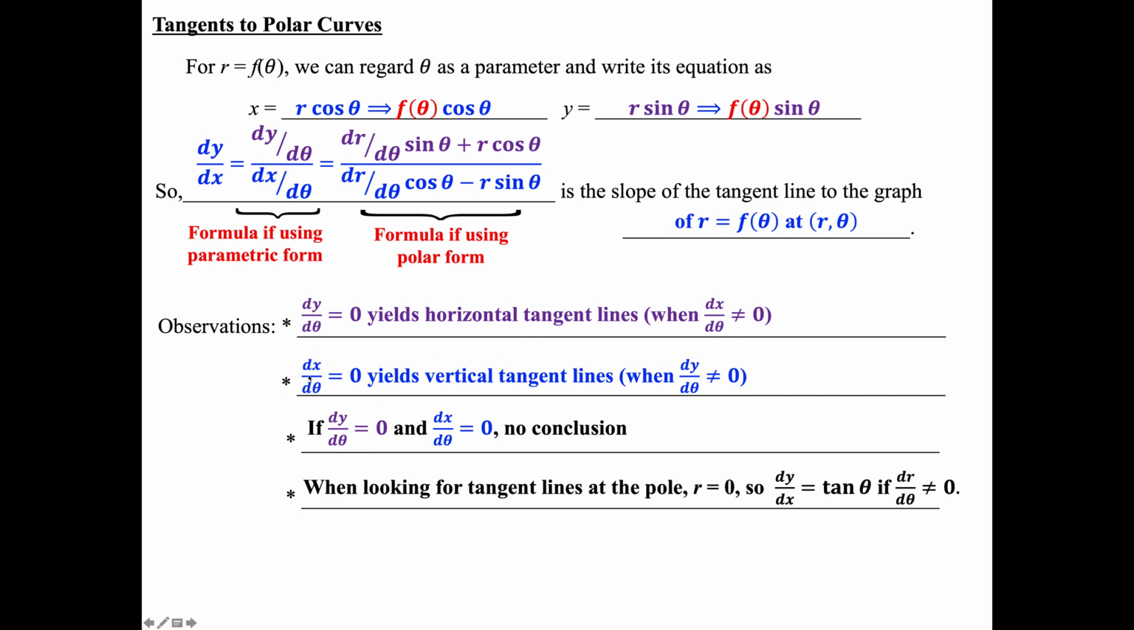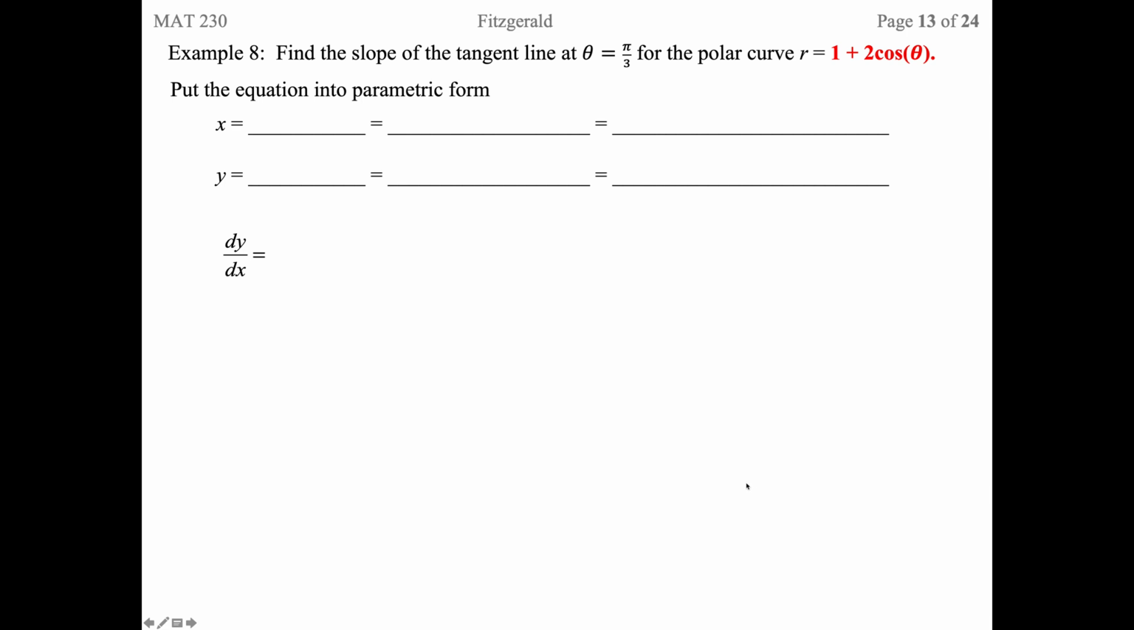And vice versa, dx over d theta equals 0, that's the bottom, gives us a vertical tangent as long as dy over d theta doesn't equal 0. And if they're both equal to 0, that's inconclusive. That's an indeterminate form, so no conclusion. Now, however, when looking for tangent lines at the pole, r equals 0, so dy over dx will equal tangent of theta if dr over d theta doesn't equal 0. So here's an example. Find the slope of the tangent line at theta equals pi over 3 for the curve r equals 1 plus 2 cosine theta.